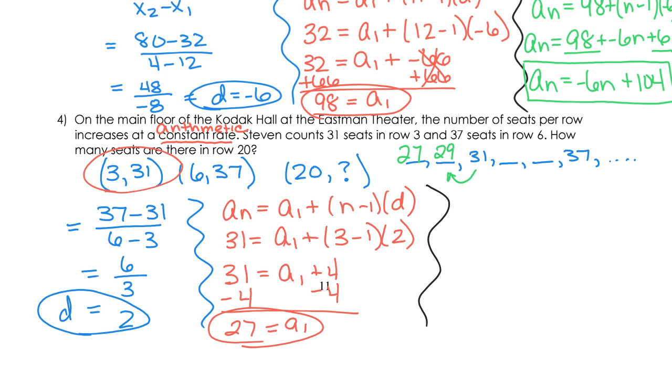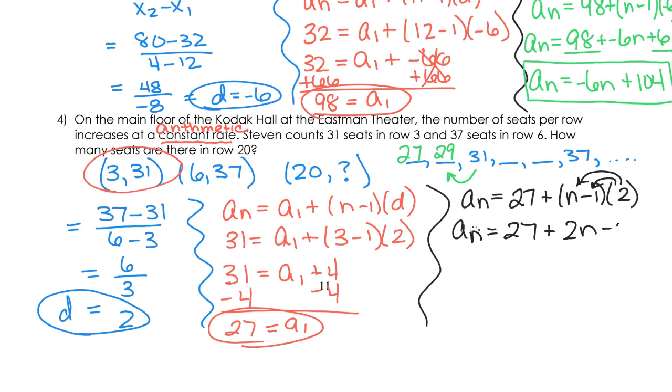All right. Now that we have that, guys, now we can go ahead and write our formula. So we have a sub n equals a sub 1, which is 27, plus n minus 1 times my difference of 2. And that's a fine formula. We could use it if we wanted to, or we could clean it up and write a nicer one just to practice. All right, a little distributing, that would be a 2n. That would be a minus 2. I'll put the 2n first, and the 27 minus 2 would be a positive 25.